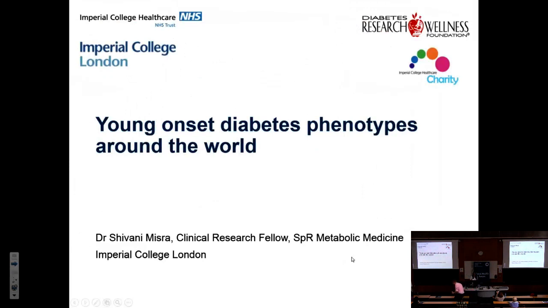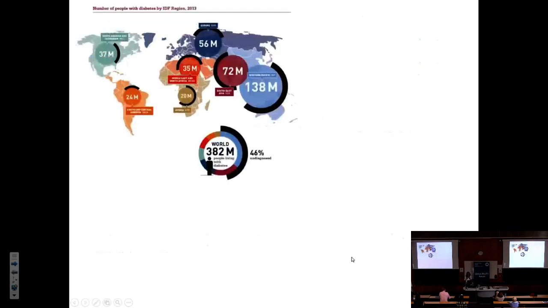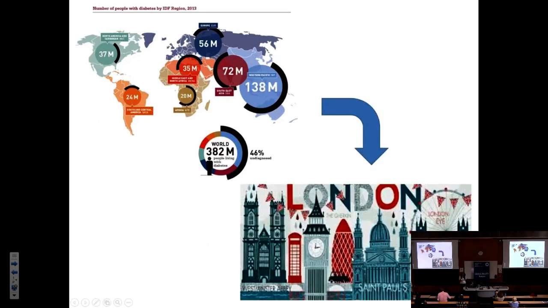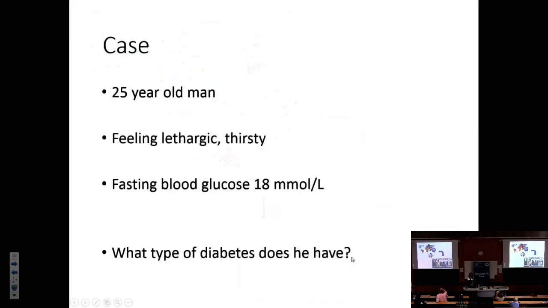Great, so hi everyone. As Nick said, my name is Shivani Misra. I'm a clinical research fellow in the Department of Diabetes and Metabolism. I'm going to talk to you today about young-onset diabetes phenotypes around the world. Now, I can talk about diabetes around the world, but actually we're all based in London, and most of what I'm going to tell you today has been derived from patients that I've seen in the diabetes clinics at Charing Cross, Hammersmith and St Mary's, which obviously serve a very diverse local multi-ethnic population. So we don't have to look too far to see the implications of diabetes phenotypes around the world.